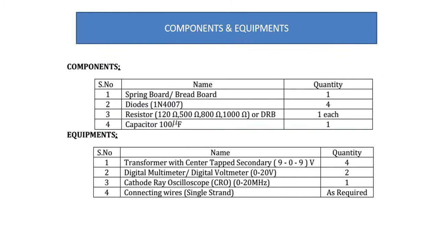The basic components needed to construct this circuit are springboard, diode, resistors and capacitors. And the equipment needed are transformer, digital voltmeter, cathode ray oscilloscope and connecting wires.